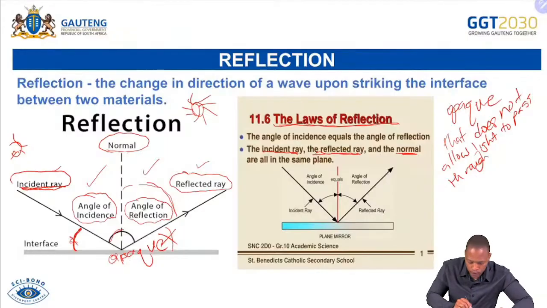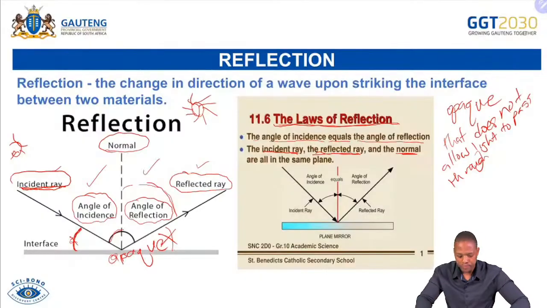So all of these rays and the normal must lie in the same plane, okay? And if that is going to happen, the angle of incidence will always be equal to the angle of reflection, as it is again shown here. Always equal. Equal refers to these two angles. Angle of incidence is equal to the angle of reflection.